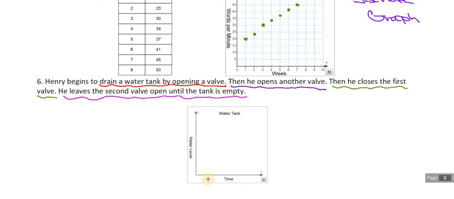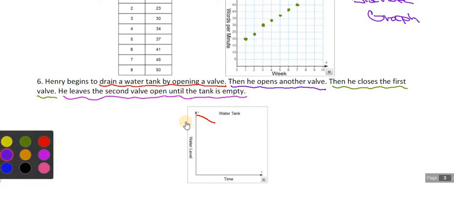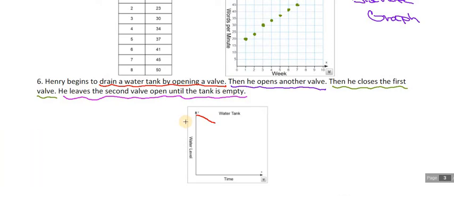Okay, so if we look at our X and Y axes labels, X is time, and 99.9% of the time, the X axis for a graph will represent time. The Y axis represents water level. And we're talking about the water level in a water tank. So the tank is full. So he starts to begin draining the water by opening up one valve. So he opens up a valve and water is draining out. It's hard to draw straight lines here. So water is coming out of the tank. But then once he opens up another valve, the water is coming out of the tank faster.